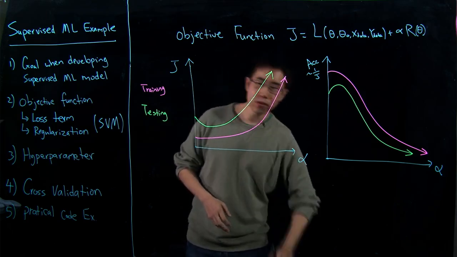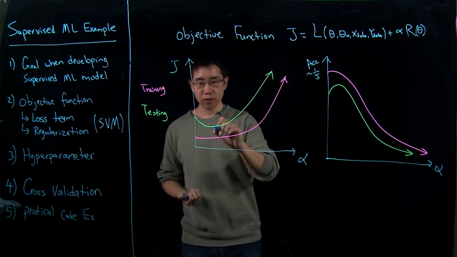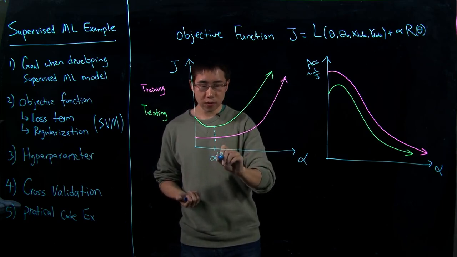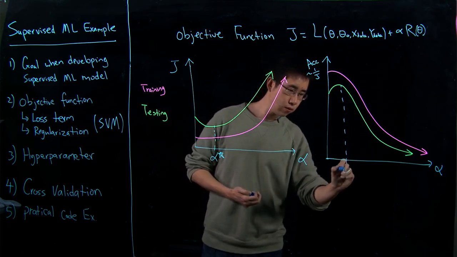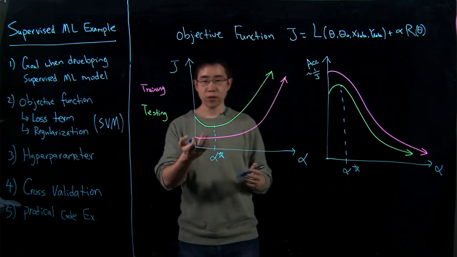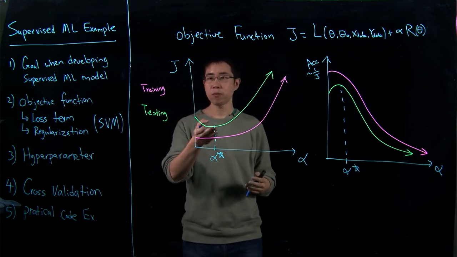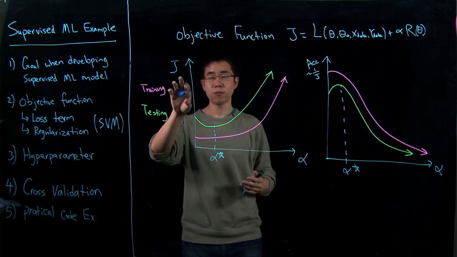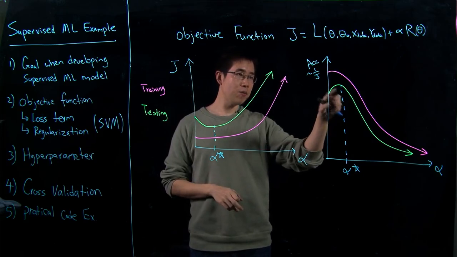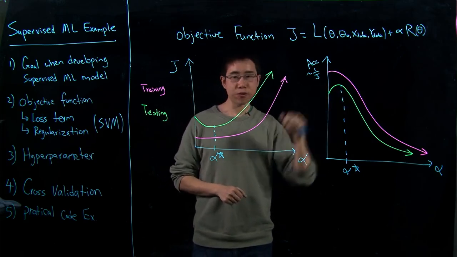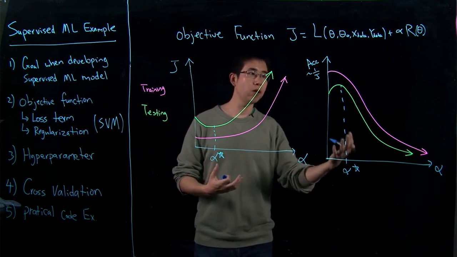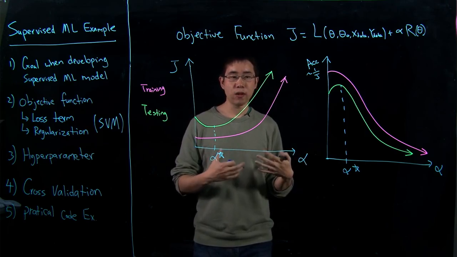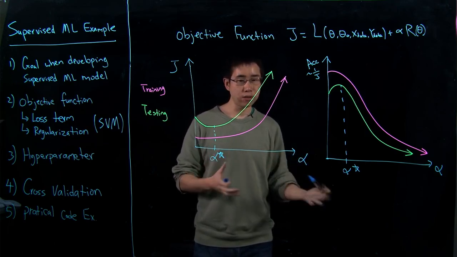And we see that there's actually a value, let's call that alpha star, for which we have a minimum in our testing objective function value, and a maximum in our testing accuracy performance. And this is the alpha that we want to use because it's the optimal alpha that gave us the best performance for our model on unseen testing data.